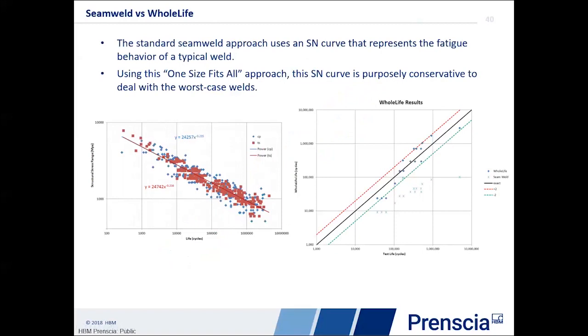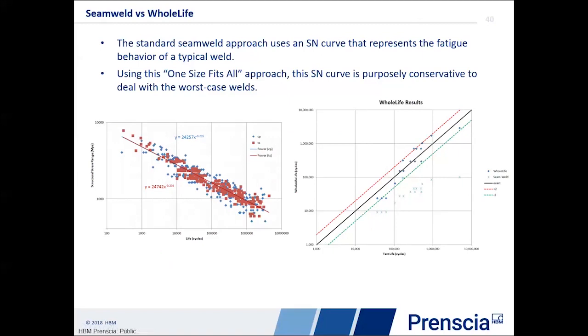In order to actually use that, we have to go in and be conservative on our calculations and basically push our weld curve down such that we capture the majority of the test parts. So what we've done is reanalyze those weld specimens, and you see on the right hand side we have the WholeLife predictions still there, but we've laid down here the seam weld predictions. And you'll see that the seam weld predictions are substantially more conservative than the WholeLife.